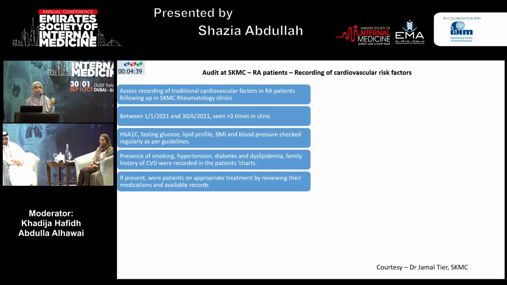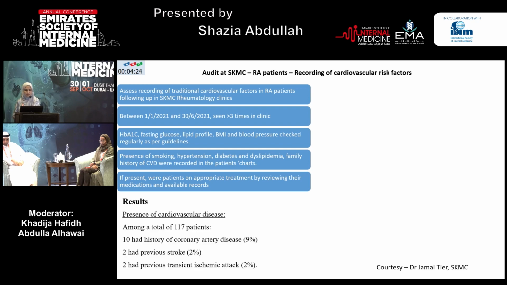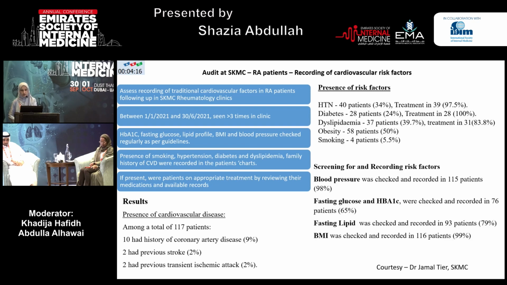This is the data from an audit that we did last year. We looked at patients who attended rheumatology clinics, and we wanted to look at what is the cardiovascular morbidity in our patients who attend the clinic, and how good are we at recording the morbidity as well as the risk factors and their treatment. And we found that coronary artery disease was present in about 9%, and there was a small proportion who had a stroke or TIA.